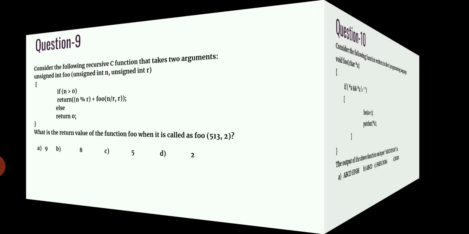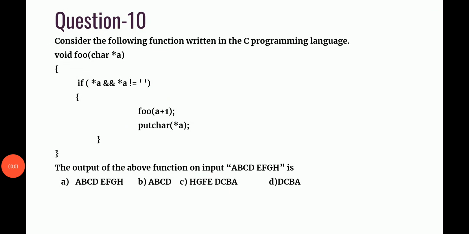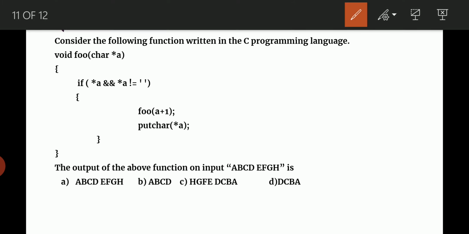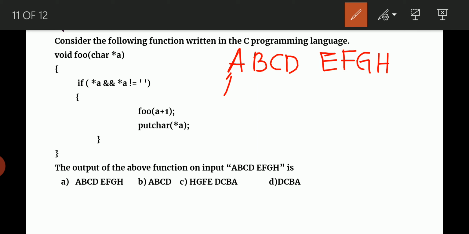Let us move on to question number 10. We have a function foo with a character pointer argument, and that function is called with the input a b c d space e f g h. Whenever this function is called, a will point here and it will enter the function body. It will check if star a, and capital A has ASCII value 65, which is represented internally like that.